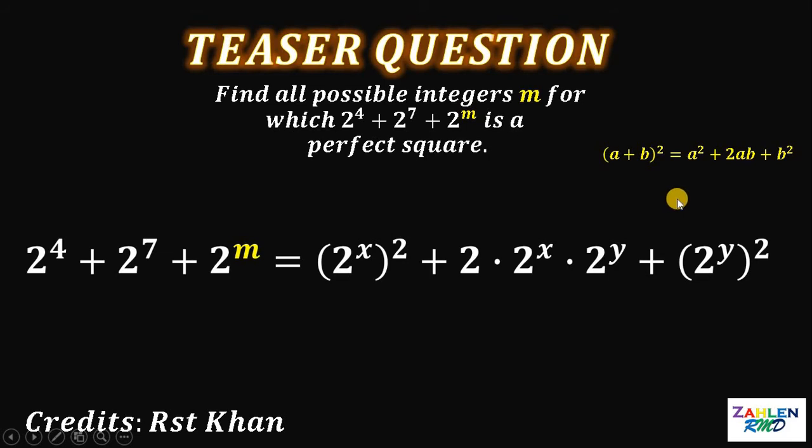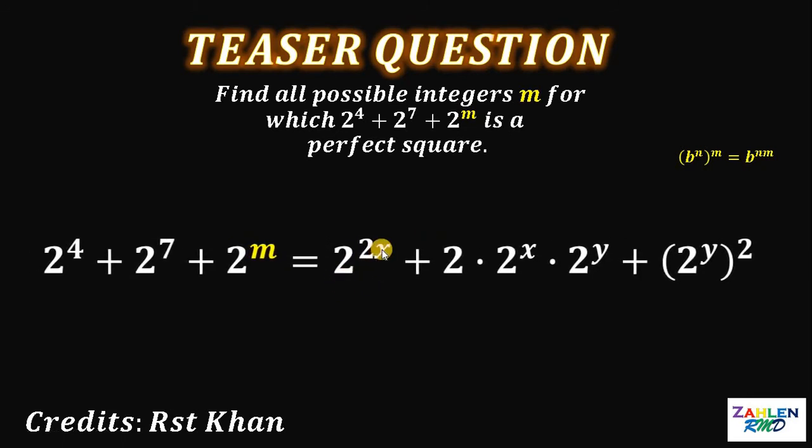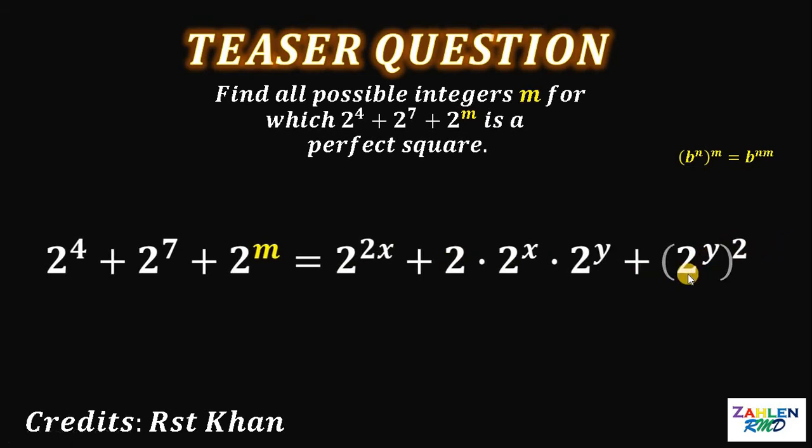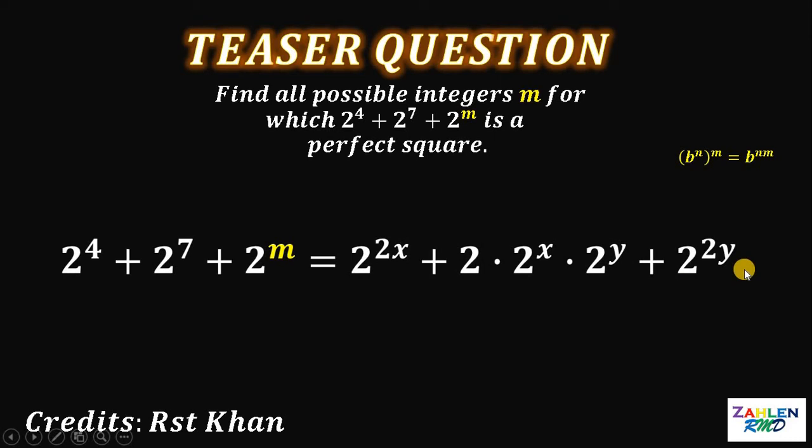Next, we will apply some laws of exponents. If we have b^m raised to the power n, it is equivalent to b^(n times m). Therefore, (2^x)^2 can be written as 2^(2x), and (2^y)^2 can be written as 2^(2y). Also, another law of exponents says that if we have b^n times b^m with the same base, it is equivalent to b^(n+m).